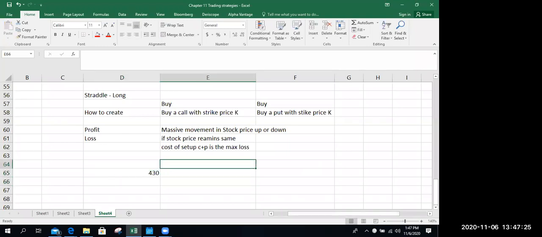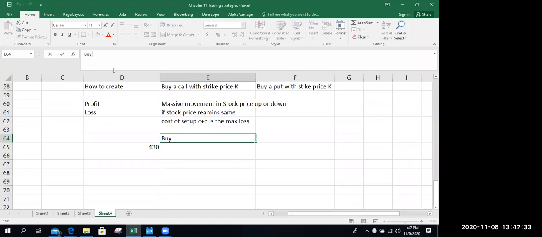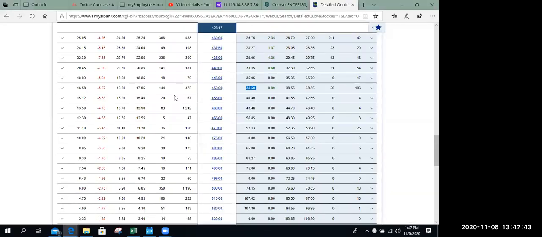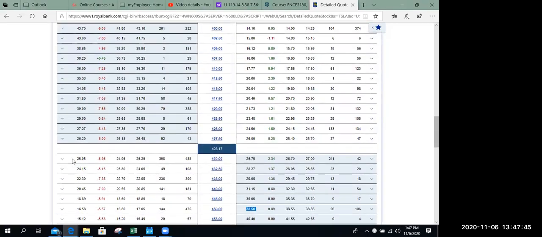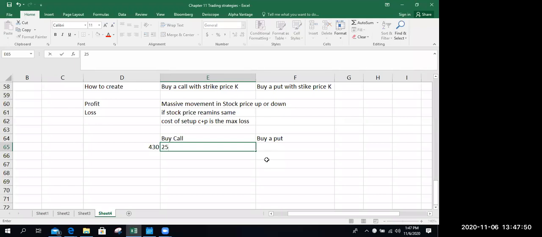Okay. How do you create a straddle? You buy a call and buy a put at the same strike price, not a different strike price. So let's say 430 is the strike price that we're looking at. So 25 and 26. So 25 is the cost of buying a call, and 26 is the cost of buying a put. So total cost to set it up, $51, right?